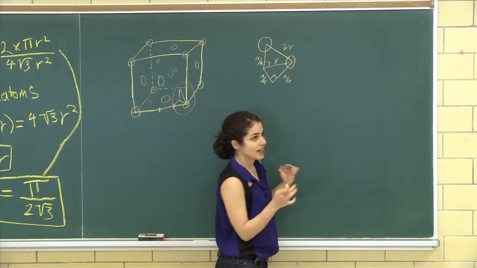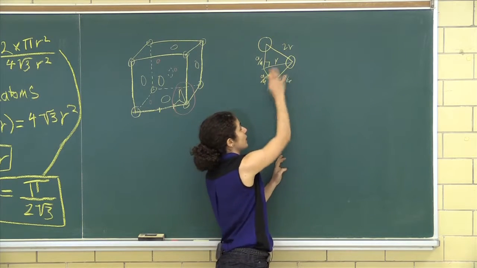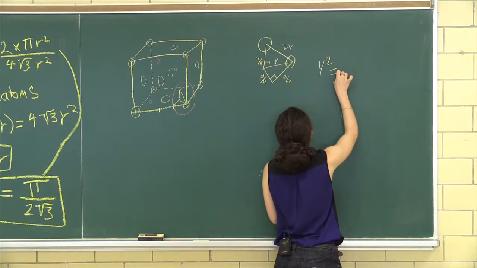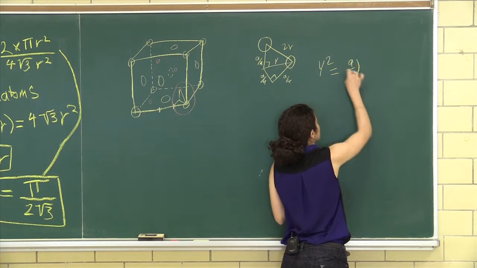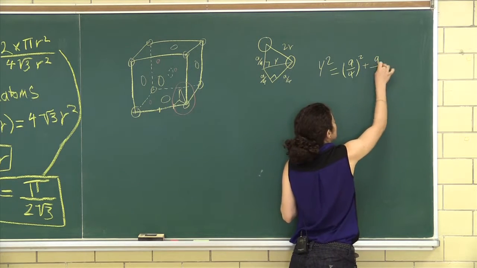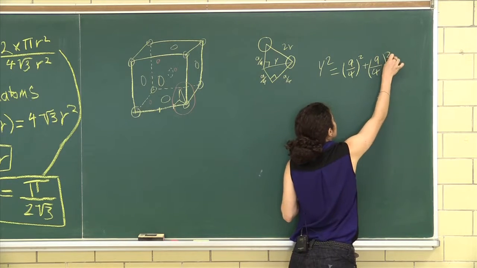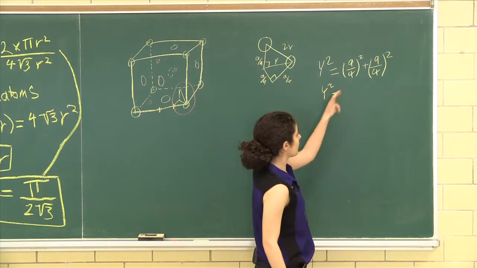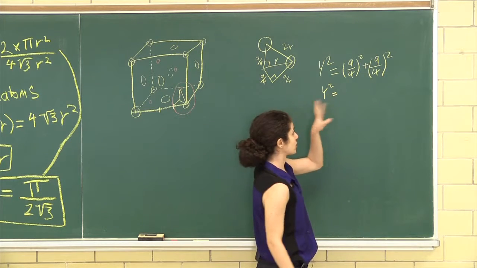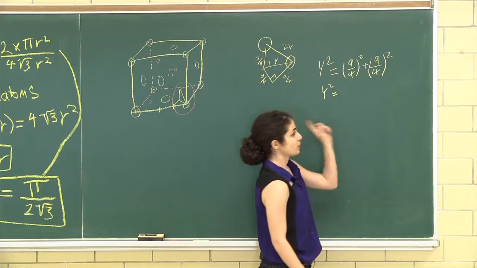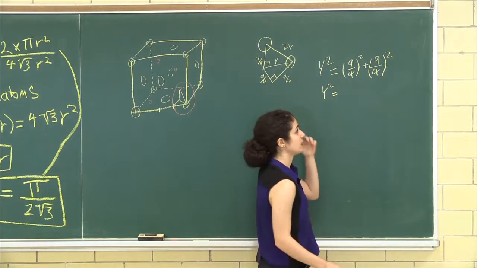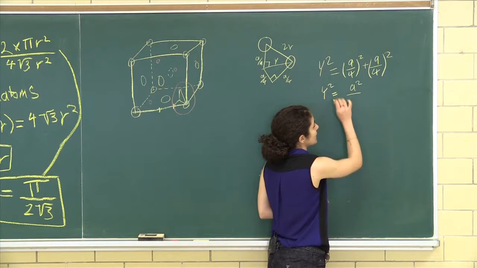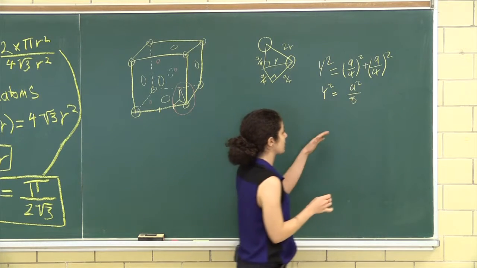So this Y is the hypotenuse of this bottom triangle. So let's start with that. Y squared is equal to A over 4 squared plus A over 4 squared. So A over 4 squared is A squared over 16. Plus another A squared over 16, you get A squared over 16, obviously. So A squared over 8. That is our Y squared.